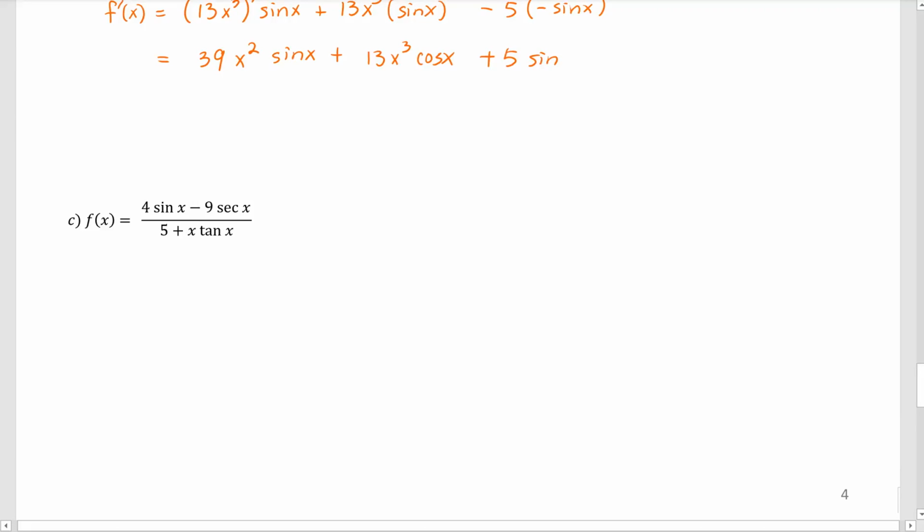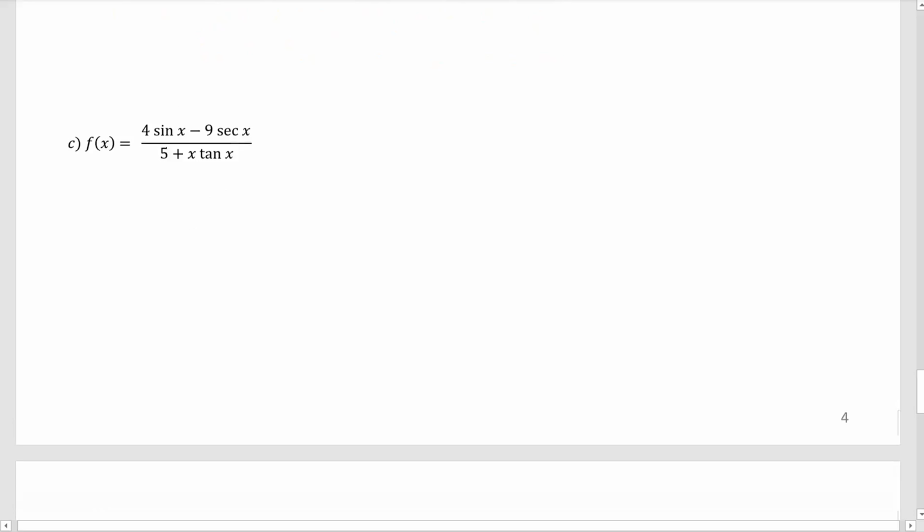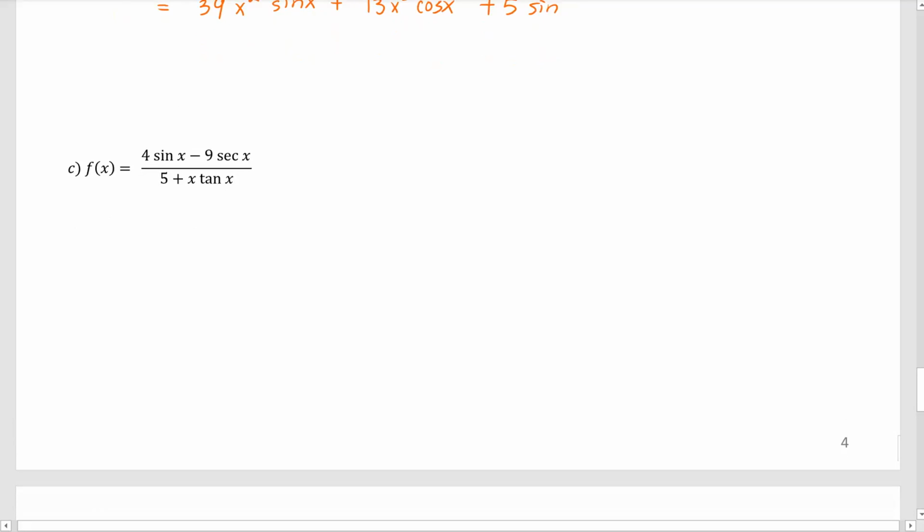Okay, so I should not change it. Okay, so just leave it like that. Okay, so here we're gonna use quotient rule, right? What's quotient rule?